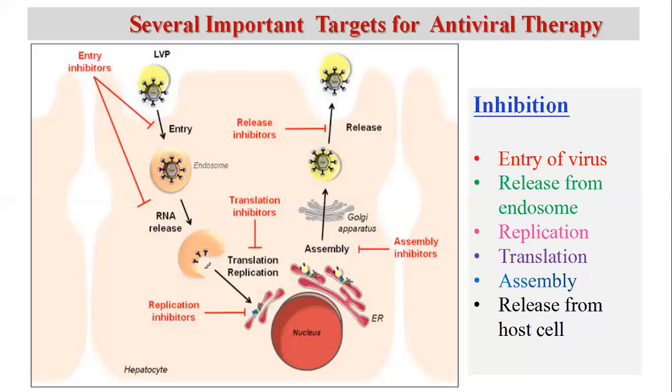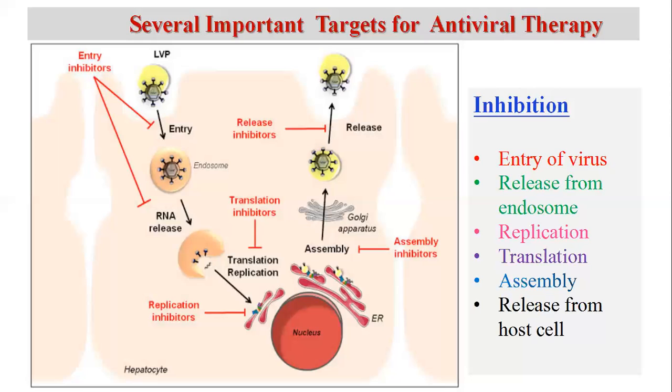We can block the replication. We can use some inhibitor that can block the replication. We can use some inhibitor that can block the integration of the viral DNA or proviral genome with the genomic DNA of the host cell.